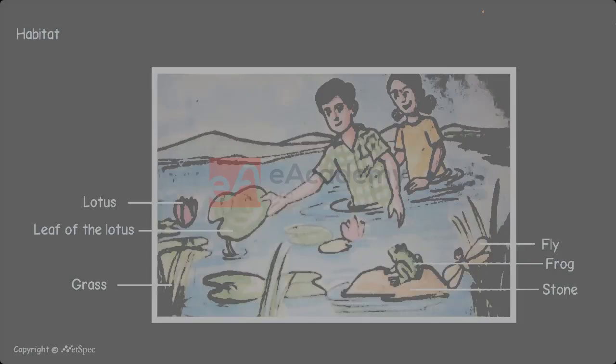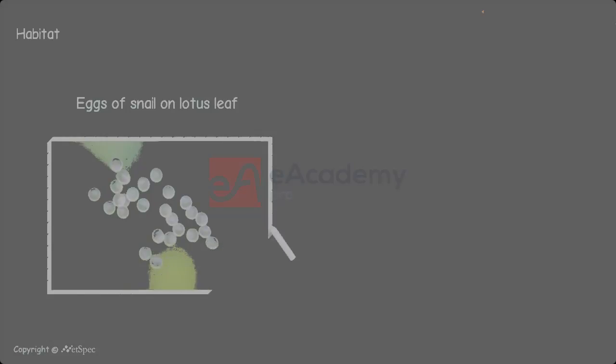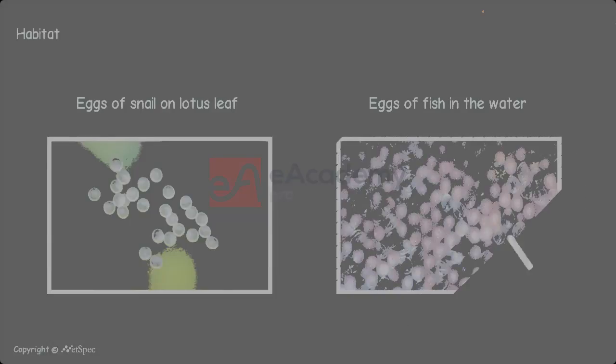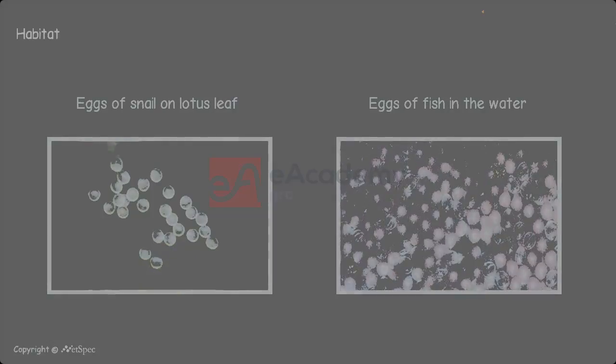Now, we will see the organisms which are not visible to our eyes but are also present in water. If you see here, these are the eggs of snail on the leaf of the lotus, and on the other side, these are the eggs of fish inside the water. These are also living organisms which are living in water. Now, if you see the picture, there are different types of organisms living inside the water.